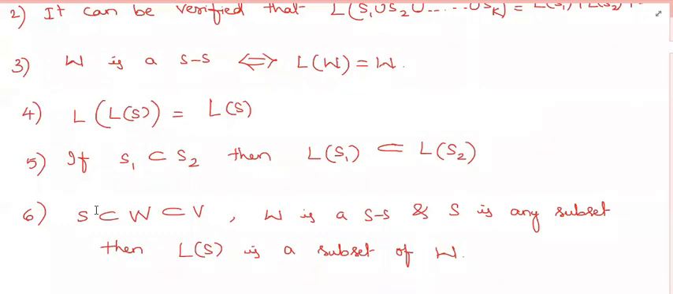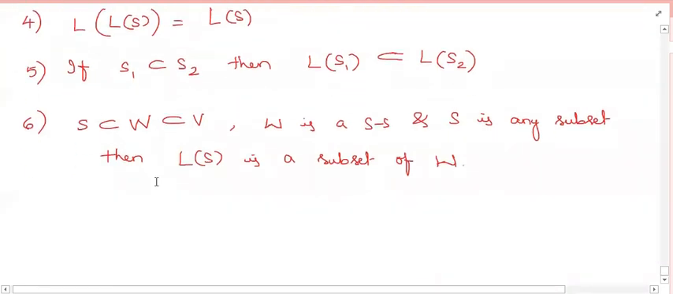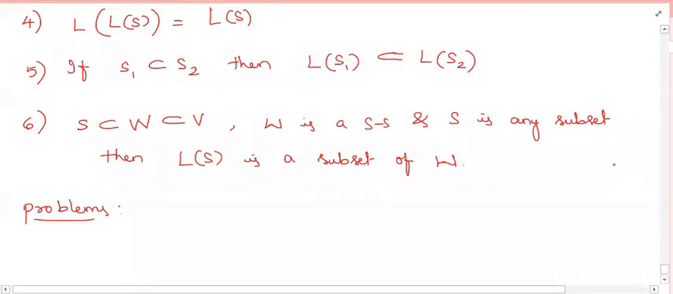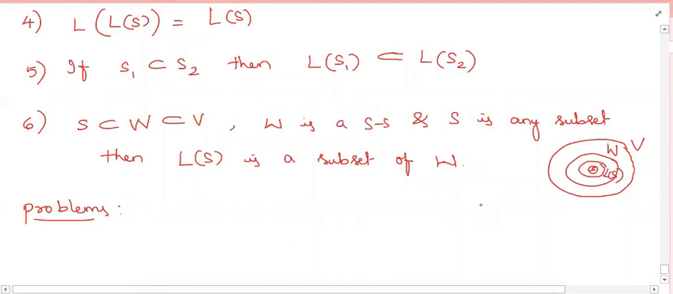Okay, so we'll see some problems now. Is L of S also a subset of V? L of S is always a subset of V. Since V is a vector space, L of S is defined as a subset of V. So it is true, L of S is always a subset of V, by definition. So V is there, W is contained in V, S is contained in L of S, and S is smaller. So we have this kind of inclusions. Okay, so we'll see problems.